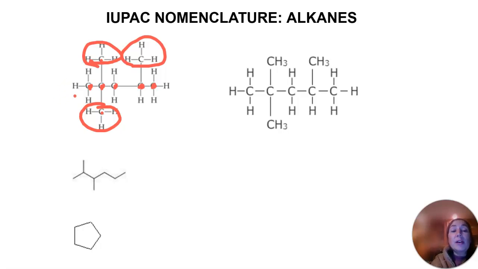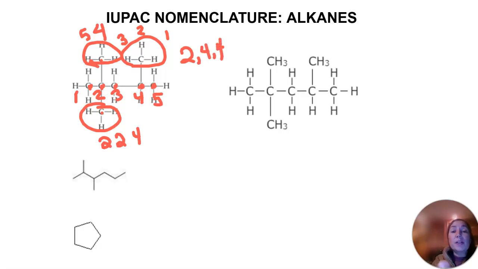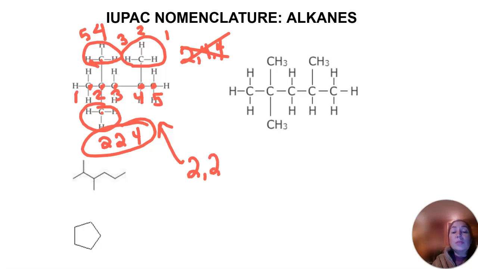Now we could number left to right and go 1, 2, 2 for those methyls, 3, 4 for another methyl, and 5. So in this numbering left to right, we have 2, 2, and 4 for the methyls. If we numbered right to left, we'd have one methyl at carbon 2, and then we'd have 3, and we'd have 4, 4. We'd have 2 methyls at carbon 4. So if we numbered in the opposite direction, we'd have 2, 4, 4. Now we want the groups to have the lowest overall numbers. So we're going to stick with the 2, 2, 4.